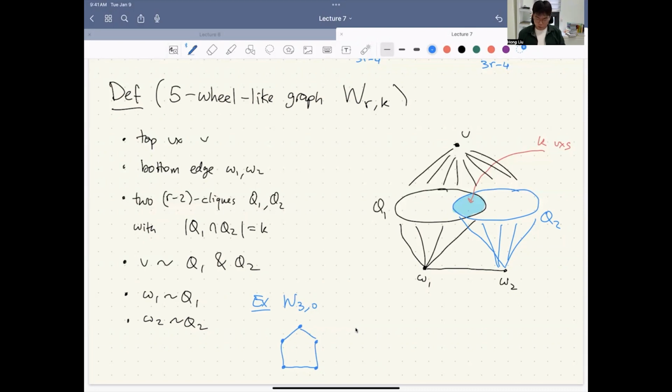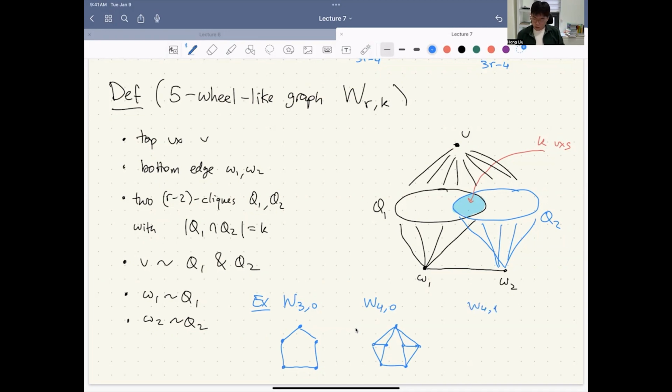What's U40? Top vertex, bottom edge. Now the cliques in the middle are of size 2, and they don't have intersection. So we have this joint. V joined to both of these cliques. W1 joined to one of them, W2 joined to the other one. So that's U40. What's U41?